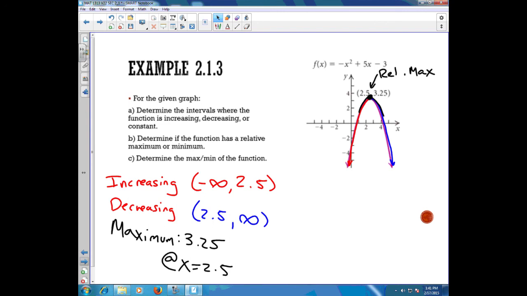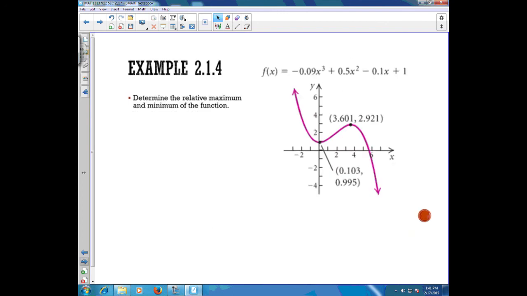Let's try another example. We want to determine the relative maximum and minimum of the function. Well, we can kind of look at the function and determine this, or we can use the intervals. We can see from the graph that the function is increasing from 0.103 to x equals 3.601, and it's decreasing everywhere else.